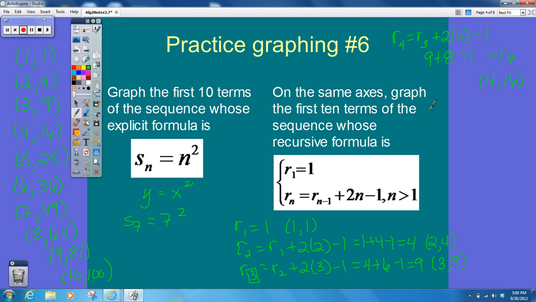I'm just going to do one more. r sub 5 equals r sub 5 minus 1. So that's r sub 4 plus 2 times n. Again, n here is 5. Minus 1. The value of r sub 4 was 16. 16 plus 10 minus 1 is 25. 5, 25 would be on our graph. I could continue, but I have a good idea what's going on here. So we'll move to the next page here.